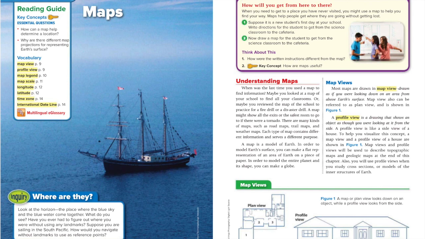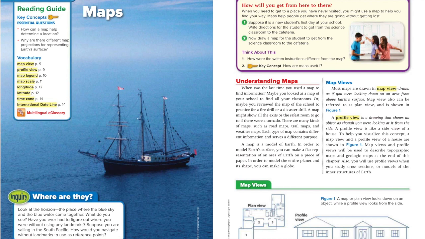A map is a model of Earth. In order to remodel Earth's surface, you can make flat representations of an area on Earth on a piece of paper. So in order to model the entire planet and its shape, you make a globe.